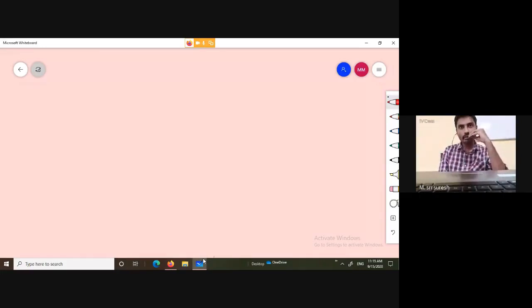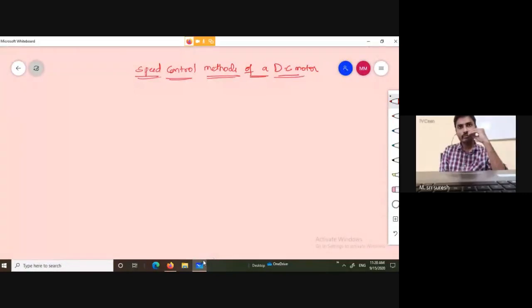So in this class, first we are going to discuss the speed control techniques. We have completed the DC motor characteristics. Now we'll see the speed control methods of a DC motor. Is it visible now? The speed control, what I have written here, is it visible now? Yes, sir. Okay, thank you. We'll see the speed control methods of a DC motor according to the speed equation.